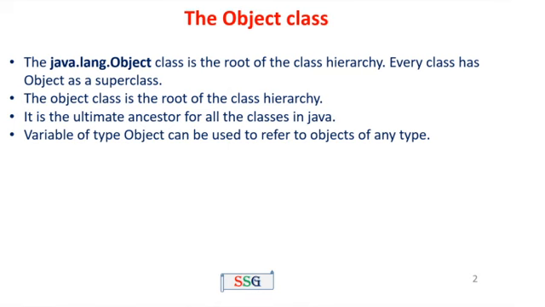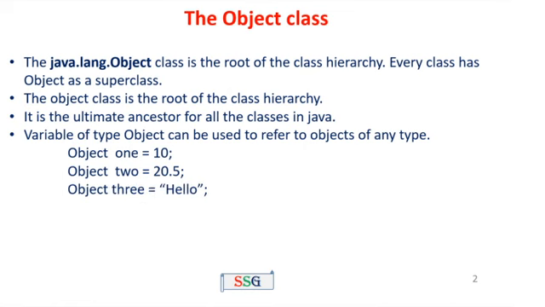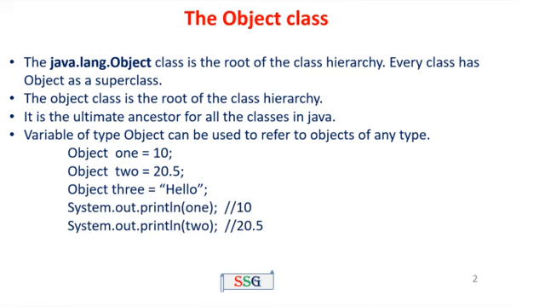So variables of type Object can be used to refer to objects of any data type. For example, Object o1 = 10. That means an integer value can also be assigned to an Object variable. Next, Object o2 = 20.5, a double value is also assigned. Object o3 = "hello", a string constant is also assigned to the Object variable. Here System.out.println of o1 gives 10, o2 gives 20.5, then o3 gives hello. That means Object can refer to objects of any data type.